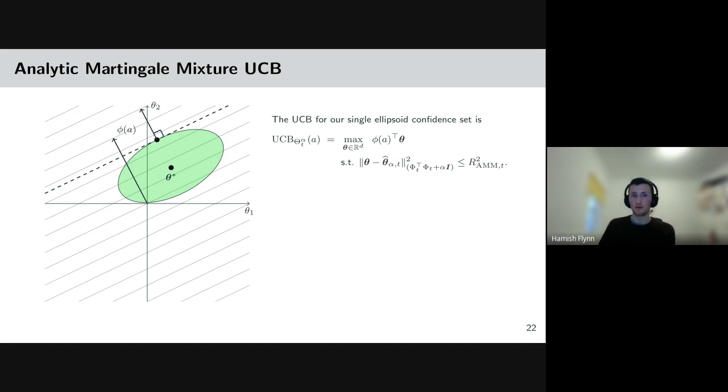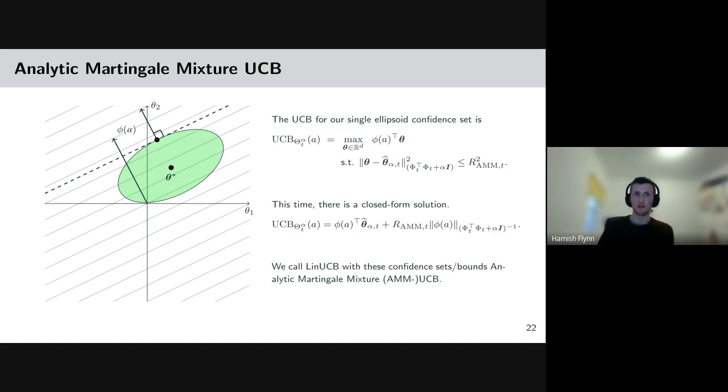The upper confidence bound corresponding to our single ellipsoid confidence set is the solution of this other convex program. Once again, we want to go as far along the direction of phi A as possible until we reach the boundary of the ellipsoid in this case. This time there is a closed form solution. As a result, when we run LinUCB with these confidence sets or bounds, we call the method analytic martingale mixture UCB, or AMM UCB.